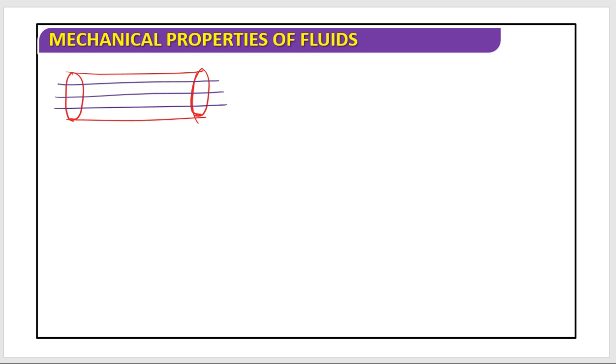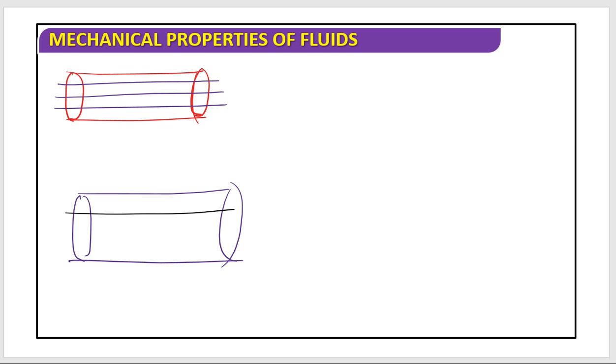If I take the cross-sectional vision of this, then I can have this kind of mechanism. Let me redraw this. There are certain layers: first, second, third, fourth. As this layer is in contact with the wall of the pipe, this layer is in contact with the wall of the pipe.